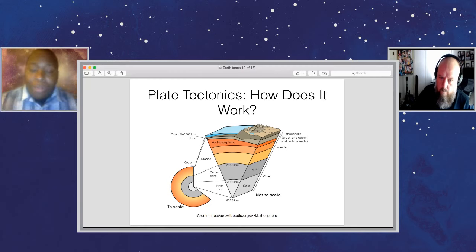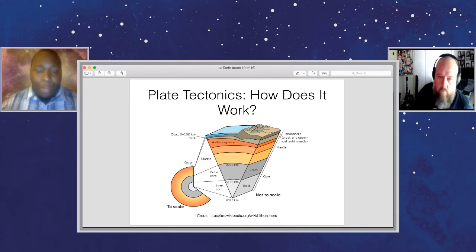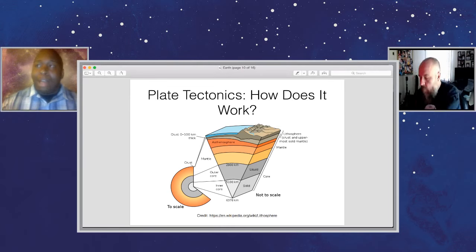Now, the mantle itself isn't exactly all the way solid. The reason it's not all the way solid is due to radioactive decays that are occurring within the interior of our Earth. Really, we should think of it more like, I don't want to say jello, but maybe like plastic.